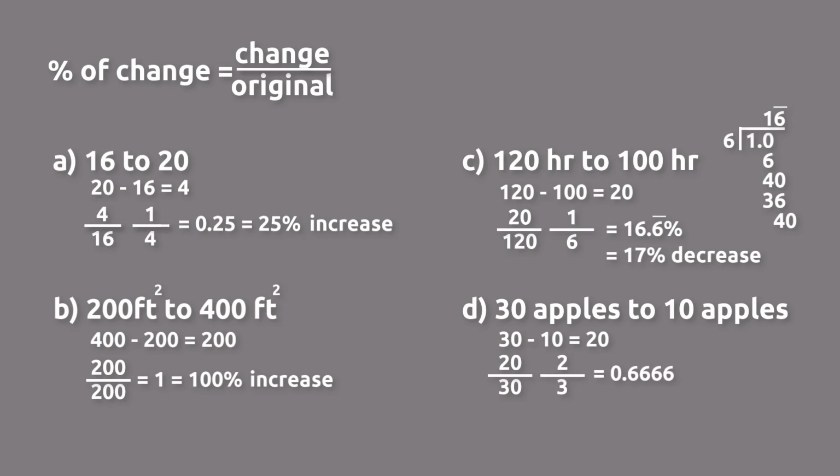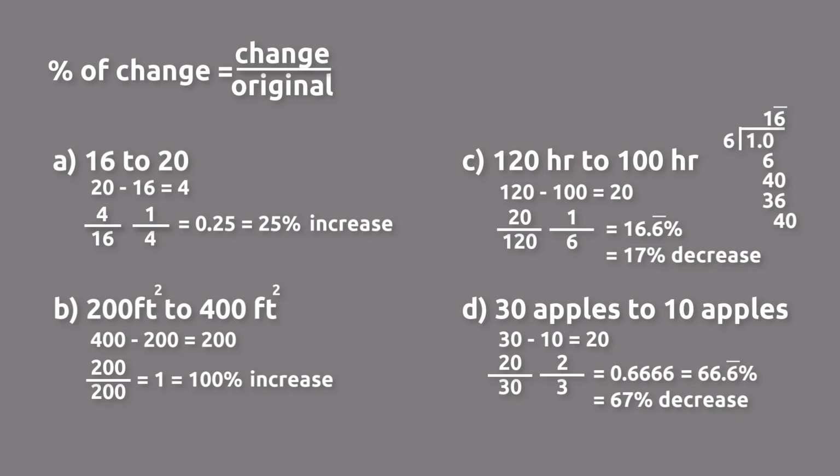So if we write that out, 0.6666, move the decimal place over 2 places, and we have 66.6 repeating percent. And again, we're asked to round to the nearest whole percent, so that would be 67. I guess I should make these approximations. That would be approximately 67%, and we went from 30 to 10, which is a decrease.